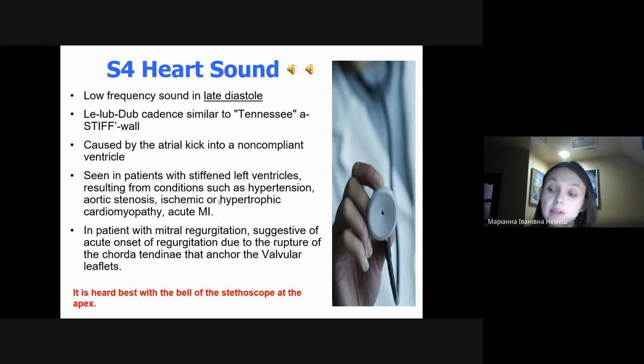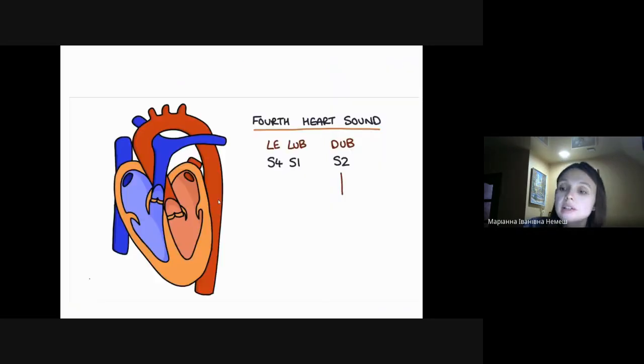anchor the valvular leaflets. So let us try to hear and to make the difference of this fourth heart sound.